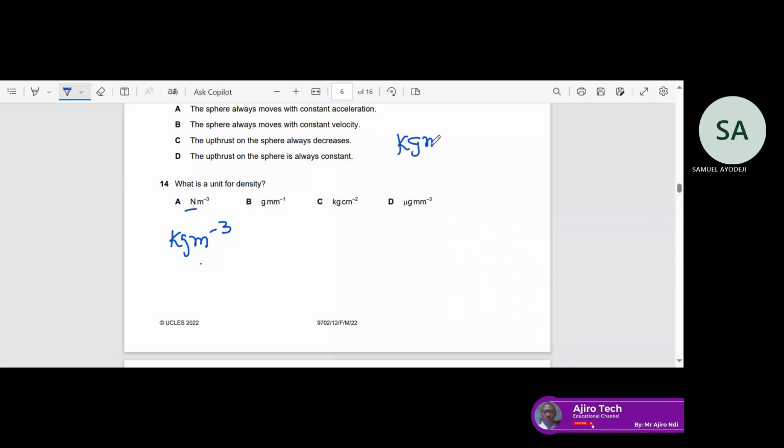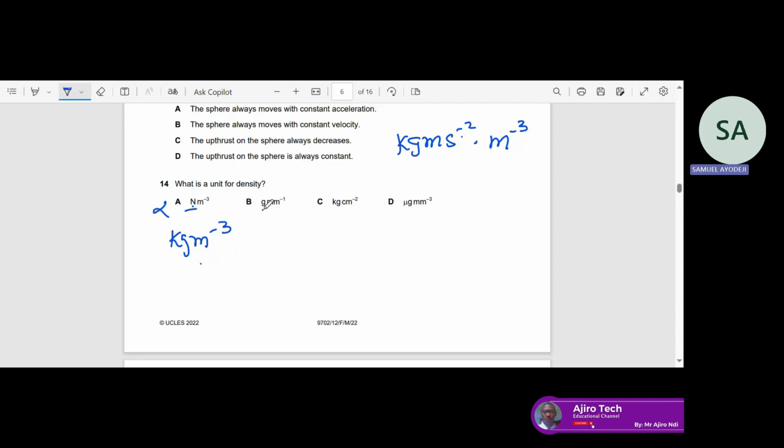Okay, A is wrong. A is just wrong because this times meter, kg meters. Now come on. This one, Newton means this, then this one is power minus 3. So what are you going to get? Okay, it's wrong because of this. Fine. Yeah, A is wrong.